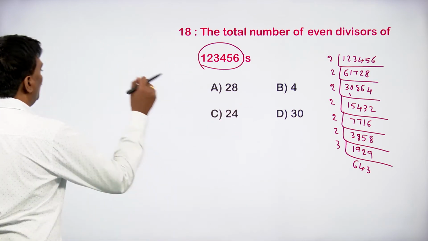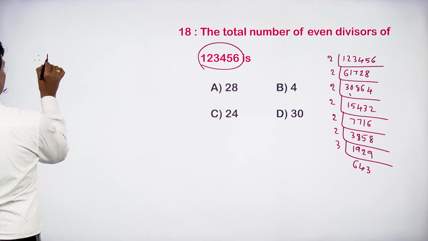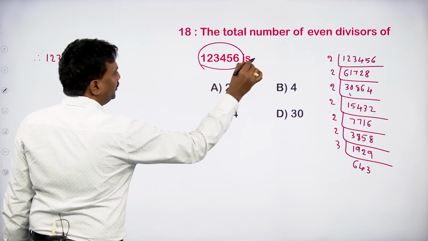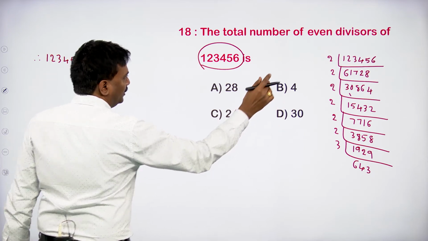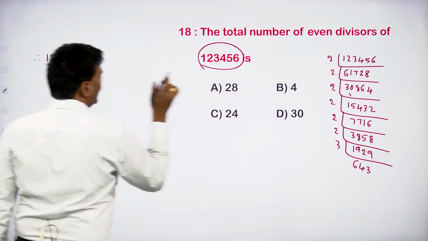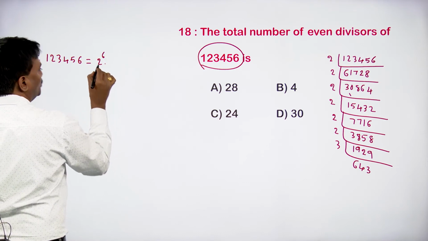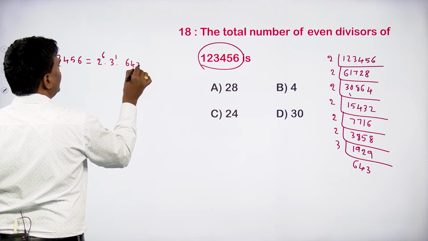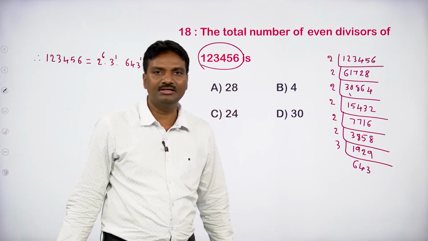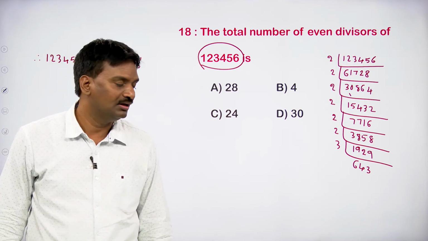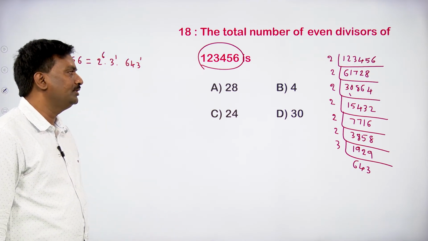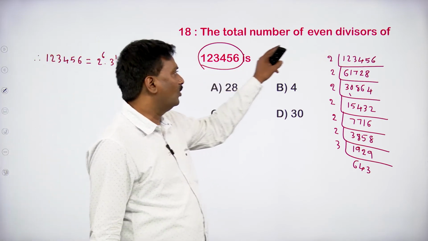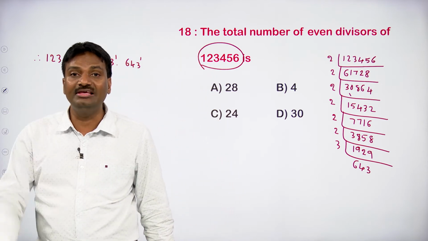So we can write 123456 equal to 2 into 2 into 2 into 2 into 2 into 2. So 6 twos are there, 2 power 6 into only one 3 is there, that is 3 power 1 into 643 power 1. 643 is also a prime integer. So 123456 is 2 power 6 into 3 power 1 into 643 power 1. According to the problem, you have to find the number of even divisors.